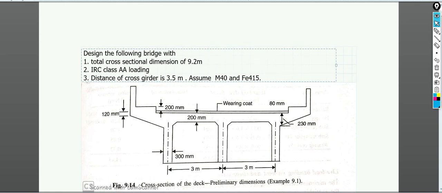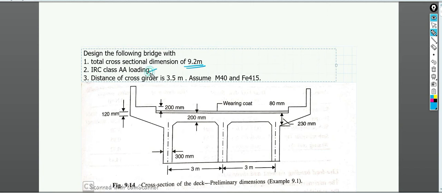Hello everyone. So today we are going to discuss design of bridges. So let us consider one problem. The problem is like this. Design the following bridge with total cross-sectional dimension of 9.2 meter.